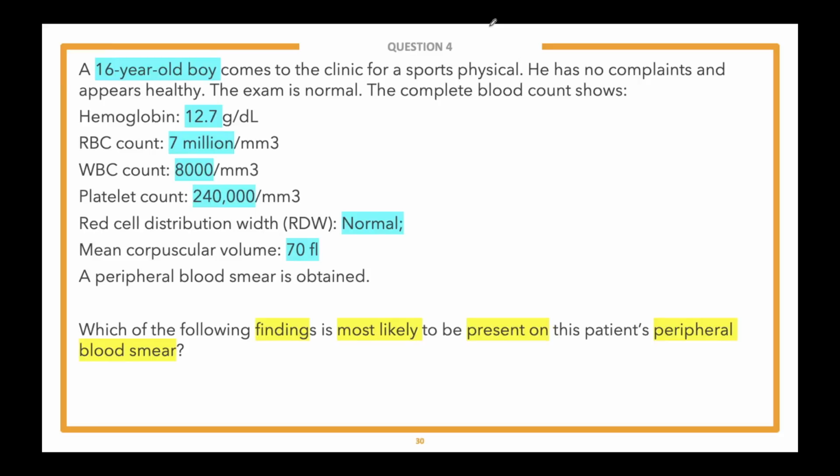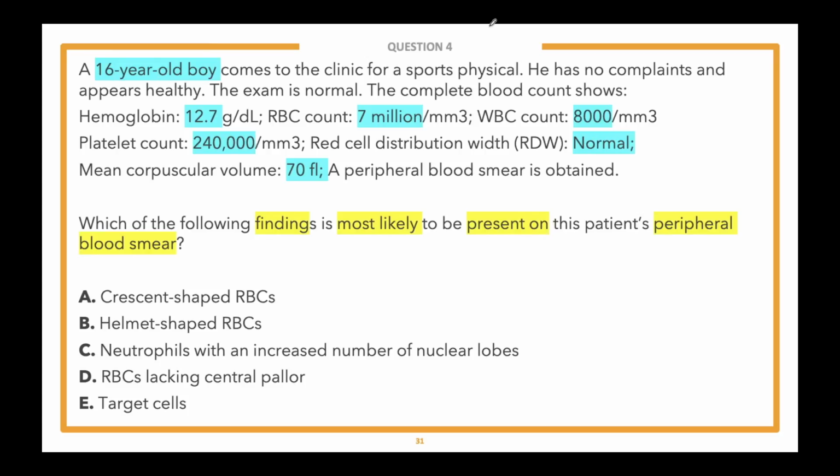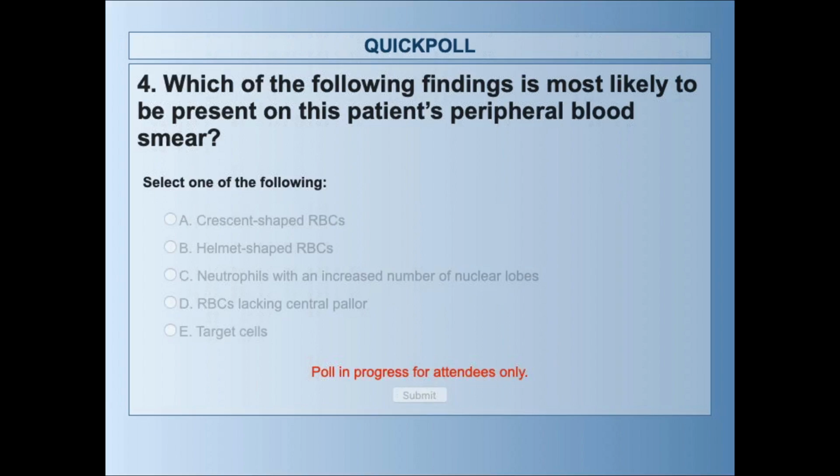So let's go ahead and take a look at those answer choices. Once again, we will start at the bottom and work our way up. Answer choice E, target cells. D, RBCs lacking central pallor. C, neutrophils with an increased number of nuclear lobes. B, helmet-shaped RBCs. And A, crescent-shaped RBCs. So once again, we will go ahead and open up that poll. Go ahead and select the answer that you think is the best answer, and we'll talk about it in just a few seconds.